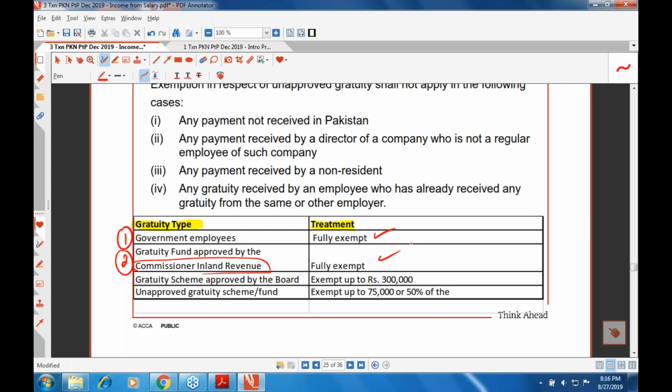So there is a provision in the Income Tax Ordinance which requires you to get your funds approved by the Commissioner Inland Revenue. If you can get the approval of your fund, then whatever payments you make to your employees out of that approved fund are all going to be exempt. But if your gratuity fund is unapproved, then the amount that is exempt is only up to 75,000 or 50% of the amount payable, whichever is lower. So the exemption is going to be 50% of the amount payable or 75,000, whichever is lower.